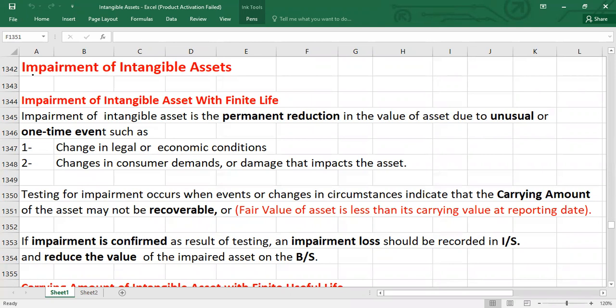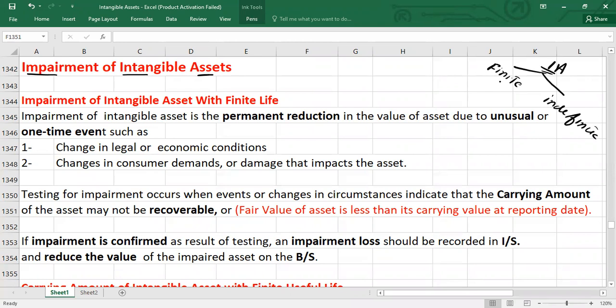Today we are going to talk about impairment of intangible assets. As we know, when we prepare the balance sheet, we can record our intangible assets depending on whether they have a finite useful life or an indefinite useful life.